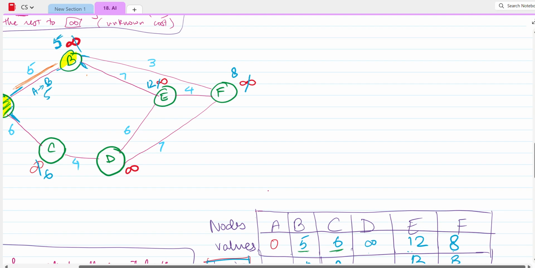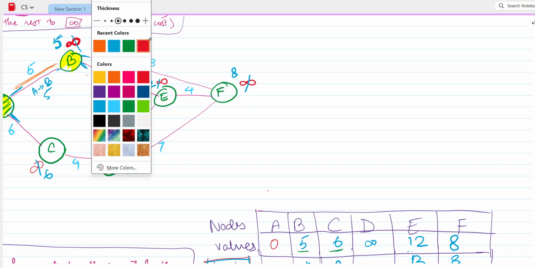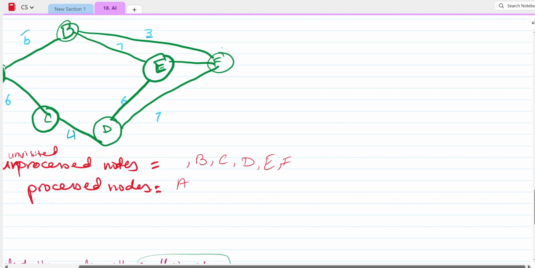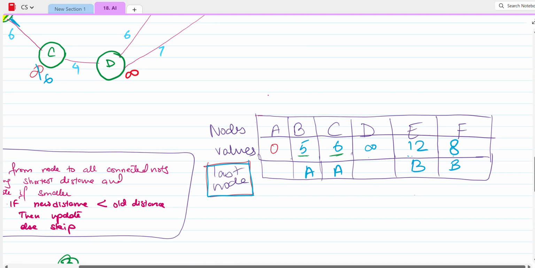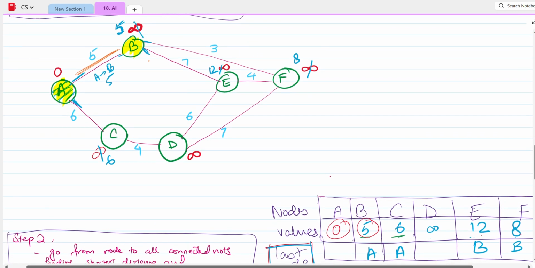Now we are done with B and we write its name in the list of visited nodes. Now let's look at what's next. The next should be the least one. Let's circle this. We have 6, 12 and 8. So 6 is the least. We are going to look at it next.